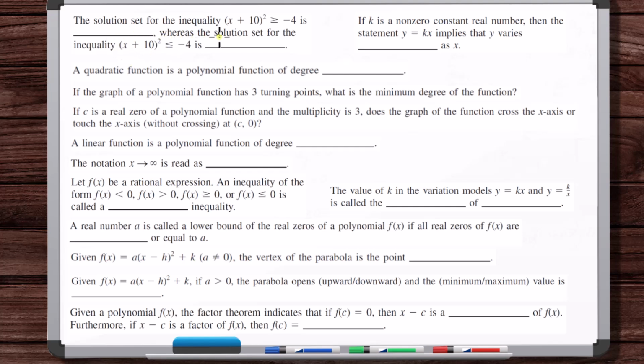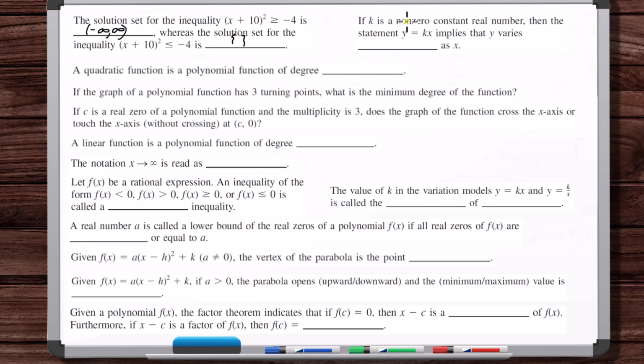The solution set for the inequality here is what, whereas the solution set for this inequality is what? I'm assuming they're talking about a special case here. If you just look at this visually, no matter what x you plug in, this is going to be greater than or equal to 0. So there is no solution here. Whereas the solution set for this is all real numbers, because this is always going to be greater than or equal to -4 for every x. Here, this is never going to be less than -4.